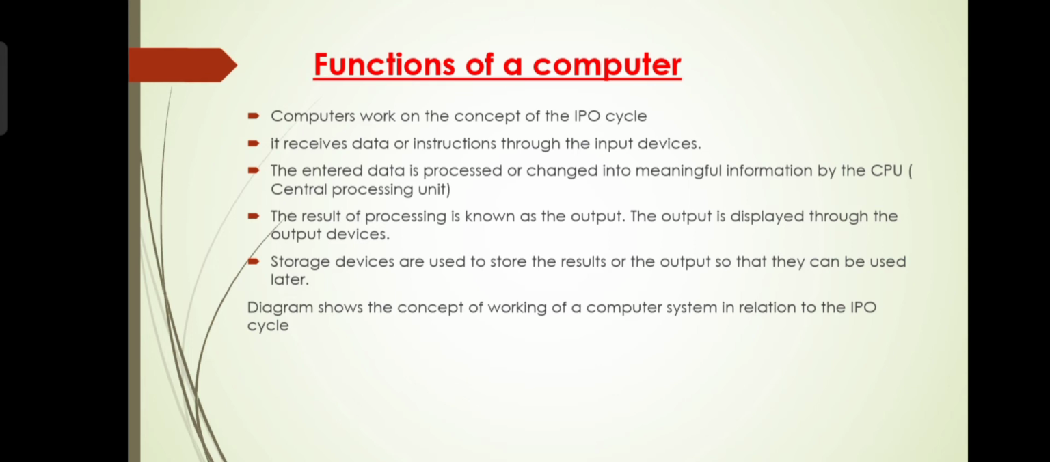Before reading the following points, just look at the diagram that I am showing you. The diagram shows the working of a computer system in relation to the IPO cycle. The picture shows a keyboard. As you all know, we use the keyboard to enter data like our name, numbers, etc. into the computer.